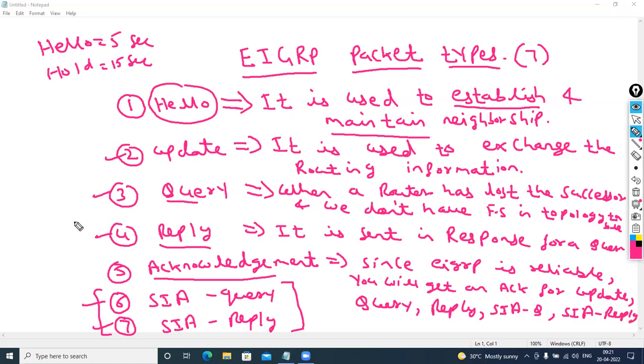Very important for interviews. Whenever you send an update, you will get an acknowledgement back. Whenever you send a query, you'll get an acknowledgement. Whenever you send a reply, you'll get an acknowledgement, even for SIA query and SIA reply. These packets we call reliable packets.